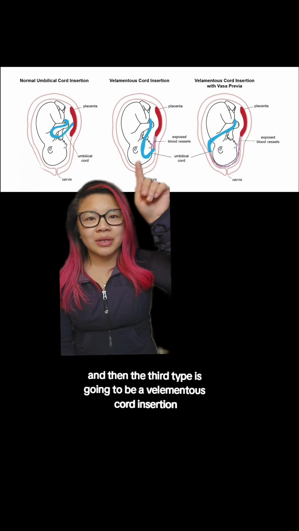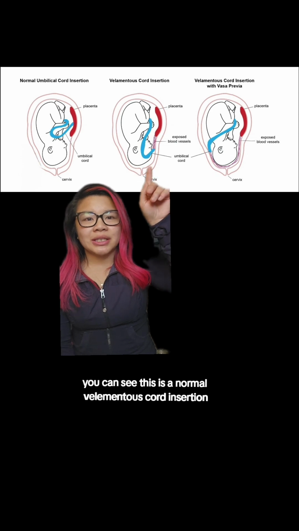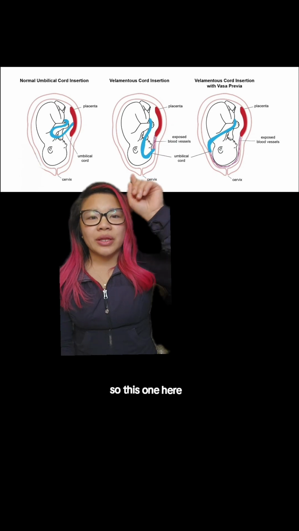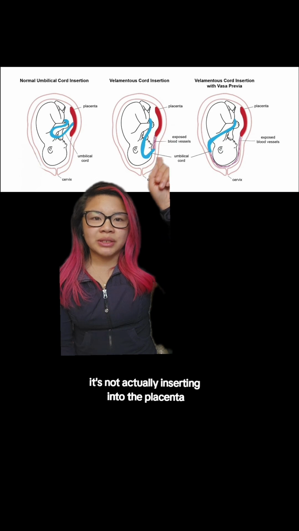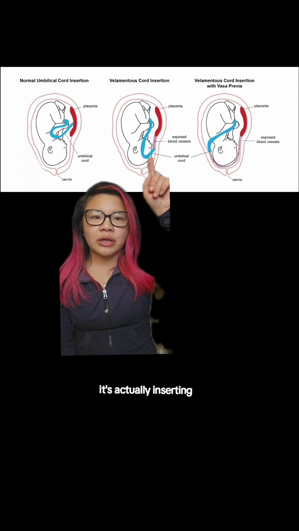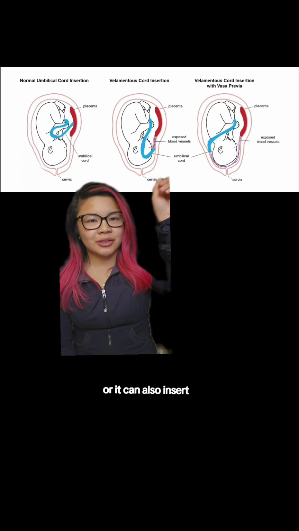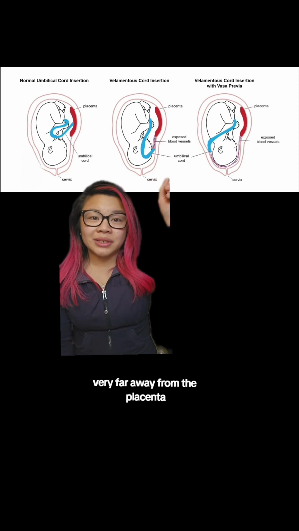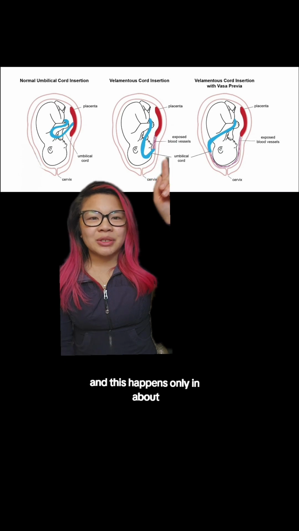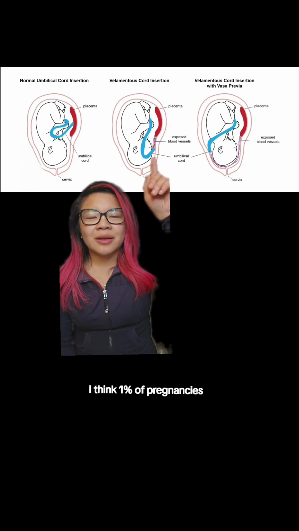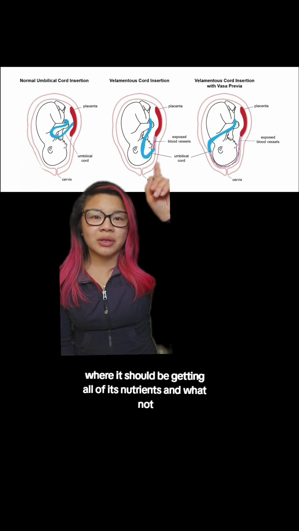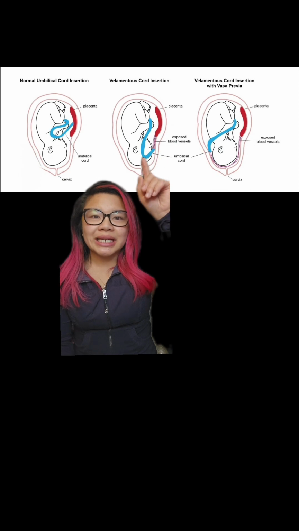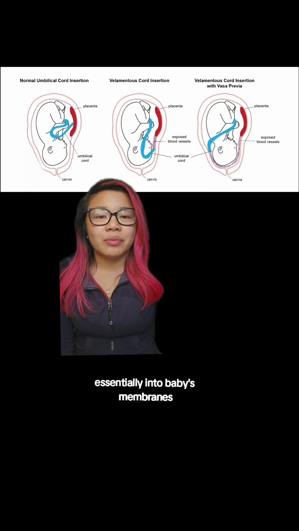And then the third type is a velamentous cord insertion. You can see this is a normal velamentous cord insertion, and that one is with vasa previa. With a velamentous cord insertion, it's not actually inserting into the placenta, which again is the red thing. It's actually inserting right beside the placenta, or it can also insert, as you see in that picture over there, very far away from the placenta. This isn't ideal, and this happens only in about, I think, 1% of pregnancies, but it's not ideal because obviously it's not inserting into mom's placenta directly where it should be getting all of its nutrients and whatnot. Instead, it is inserting beside it, essentially into baby's membranes.